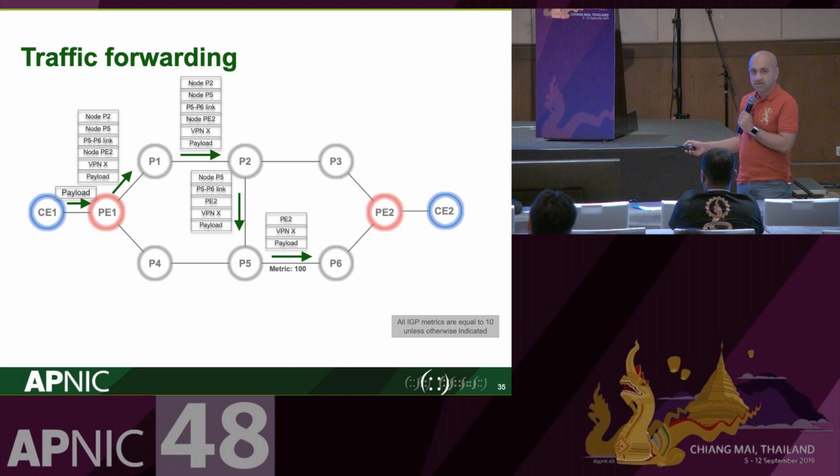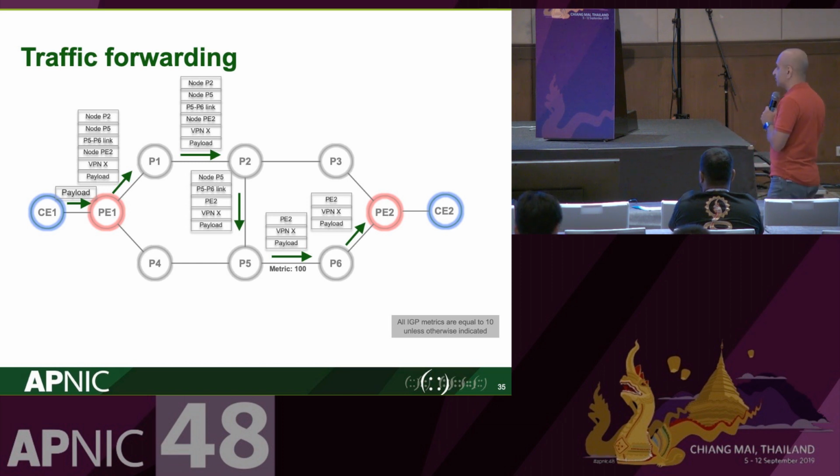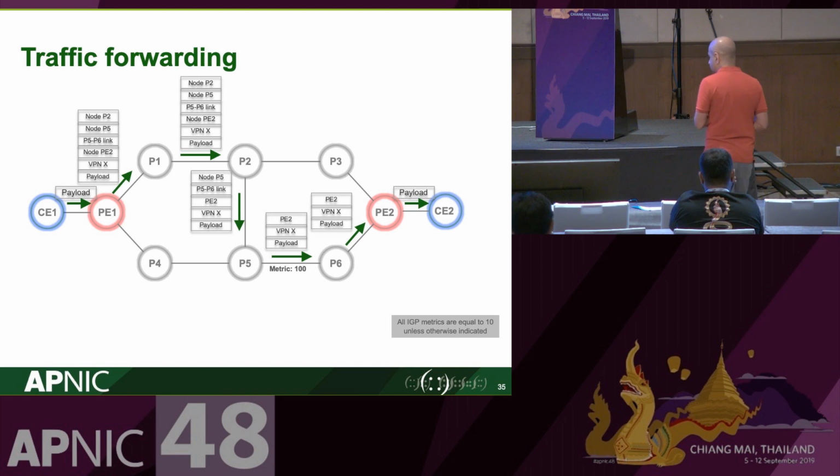label of P2. It gets to node P6. It looks up the label for PE2 in there. And it knows that it's got to swap it for the same label, PE2. Sends it to PE2. We've finally made our way to the destination. PE2 strips its own label, looks at the service label of 1, 2, 3, 4, and then it routes it to node CE2.